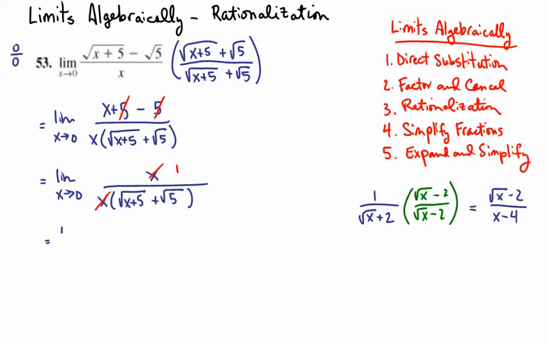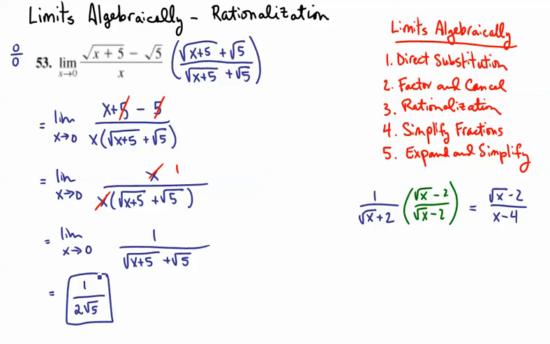We go on simplifying, the limit as x approaches 0 of 1 over square root of x plus 5 plus square root of 5. At this point, we can use direct substitution. We plug in x equals 0, and we get 1 over square root of 5 plus square root of 5, or we have 1 over 2 square roots of 5. And so that is the limit of that expression using the method of rationalization. And again, this is often helpful whenever we have a radical expression in our limit.